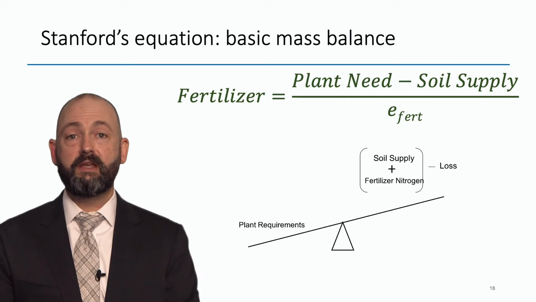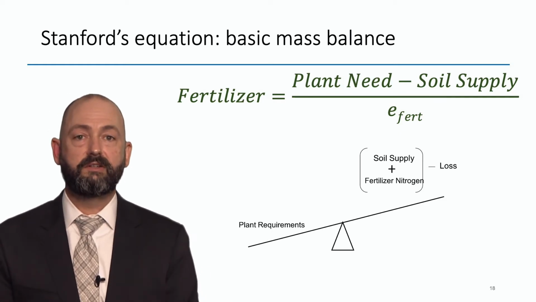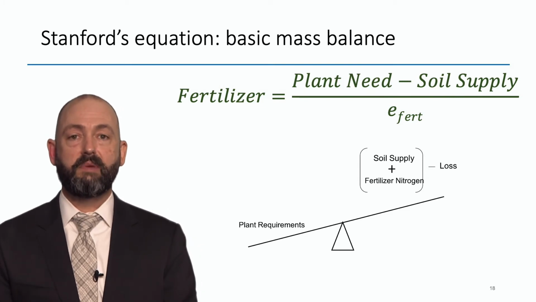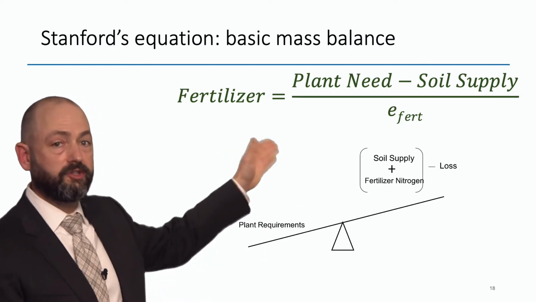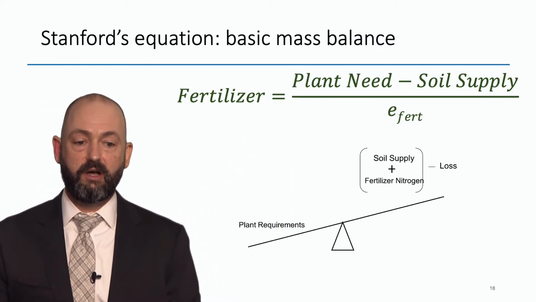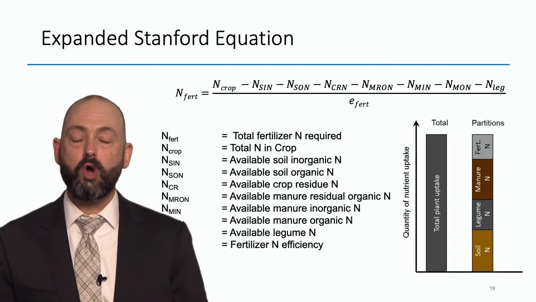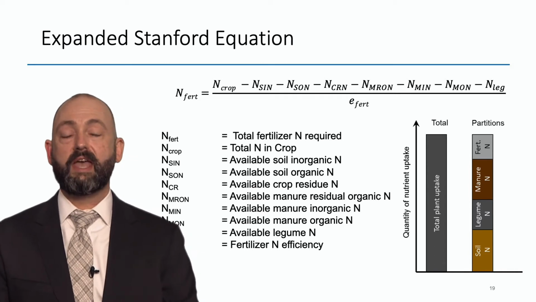That's 150. Divide it by an efficiency of 50% because I was really bad in my nitrogen management. I need to apply 300 pounds of fertilizer. But I'm just balancing the plant requirement with soil supply and fertilizer efficiency minus environmental losses. It's pretty simple. It gets more complex when we bring in these other soil processes, organic matter, soil organic nitrogen.